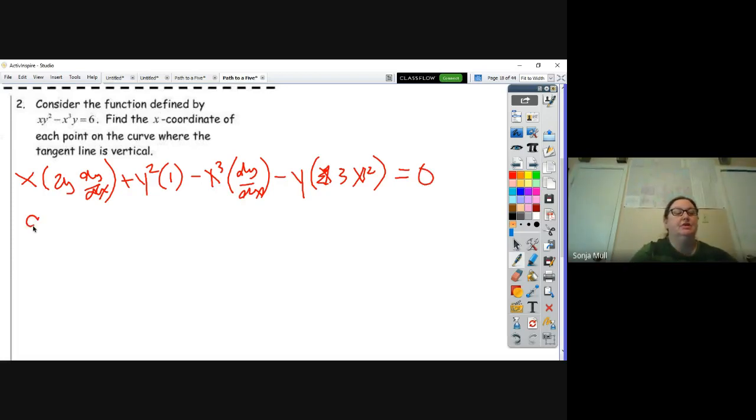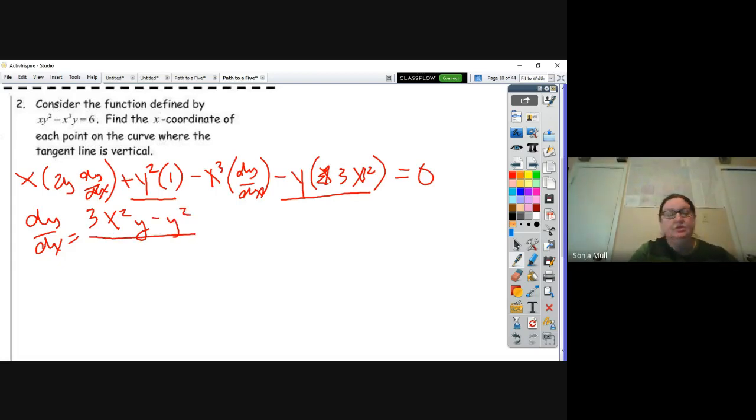Okay, so I'm going to really quickly solve this for dy dx, which involves subtracting y squared from both sides and adding this term to both sides, and then factoring out the dy dx and dividing. So we get dy dx is 3x squared y minus y squared all over 2xy minus x cubed. So that's the first step. It's implicit, but it does have the product rule in it, and then solving for dy dx.